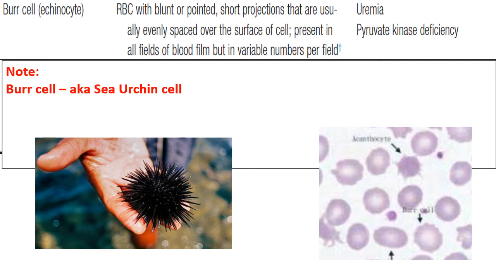Ito na, si burr cell or echinocyte or urchin cell. So, tingnan natin kung anong difference ng dalawa. So, ito yung acanthocyte. No? Mas mahaba yung mga projections niya as compared to your burr cell. Okay? Dito naman, makikita sila in uremia as well as pyruvate kinase deficiency.